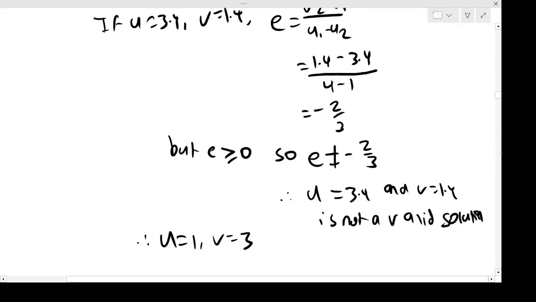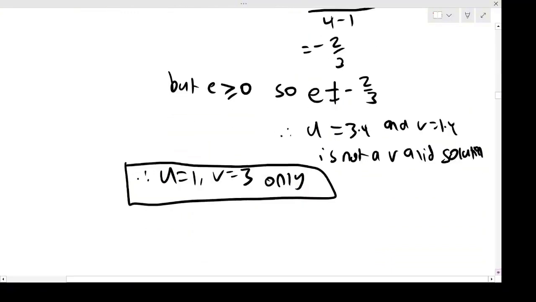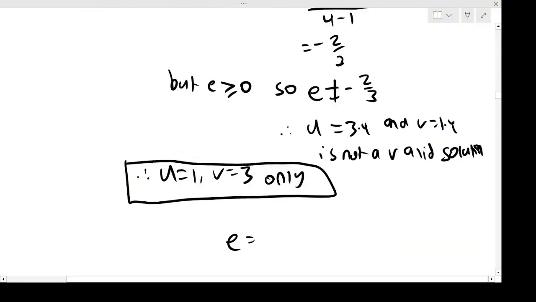Okay, and that is my only solution there. And you could calculate E in this case, and you'd see E would be positive. So E, if this is V2, take away V1, which is 1, but that's now positive. It's going to be positive 2. Okay, so that would be fine.